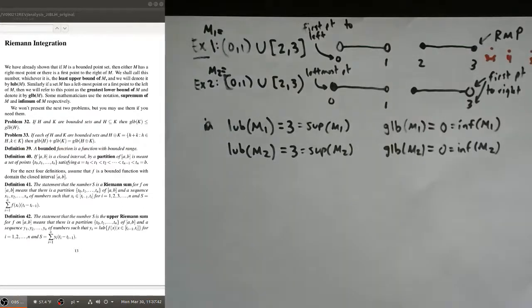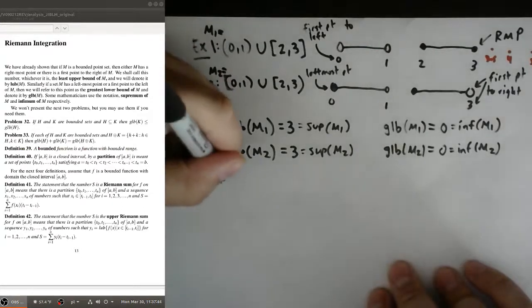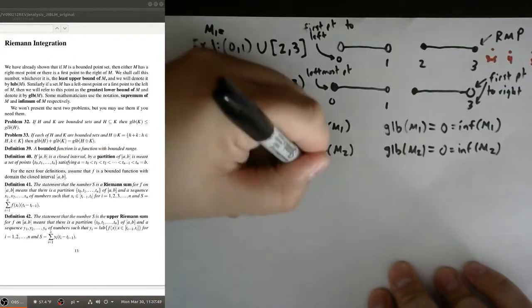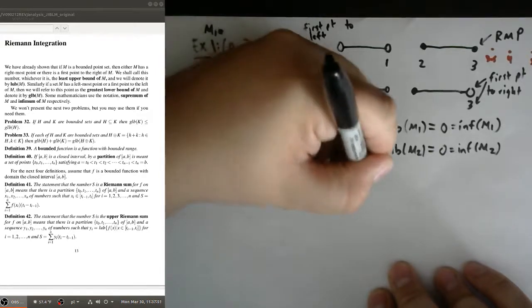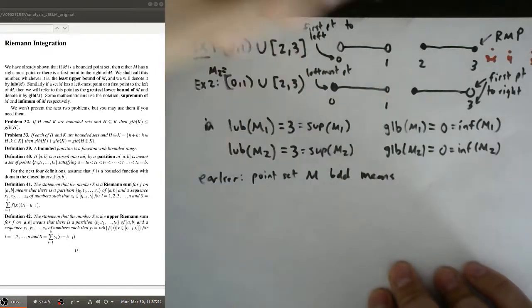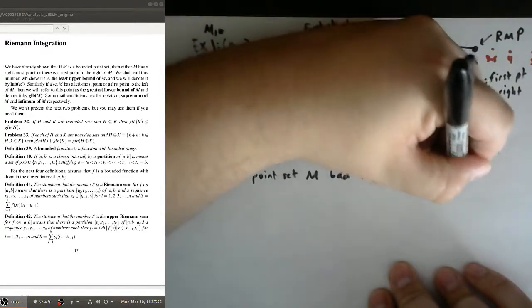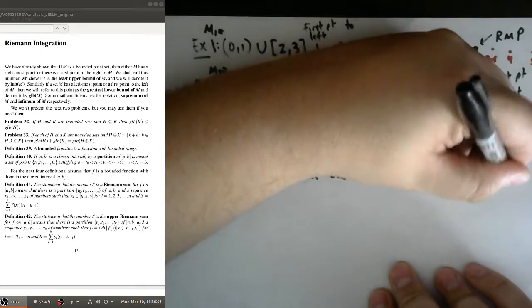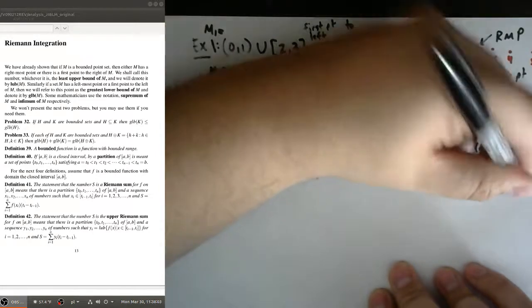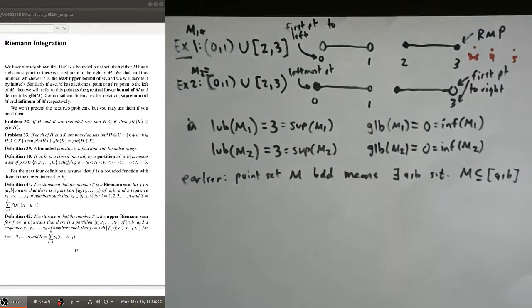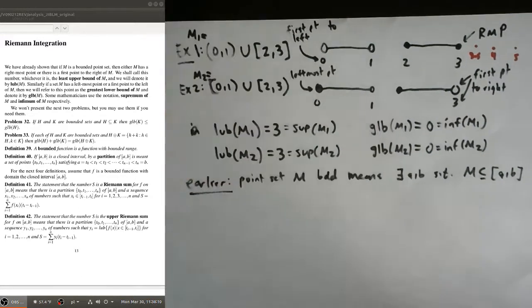So we had earlier a point set M is bounded, I use BDD for bounded, means that there exists an a and a b such that M is a subset of (a, b). That is, you can put this set M into some interval. Okay. Now, what we want to do is talk about what it means for a function to be bounded, and it just means its range is bounded.